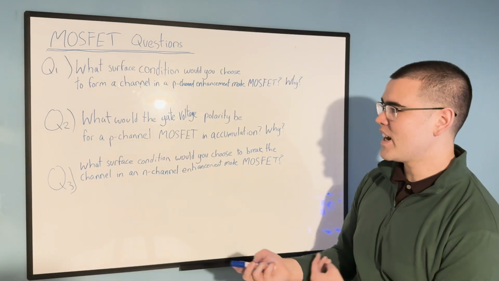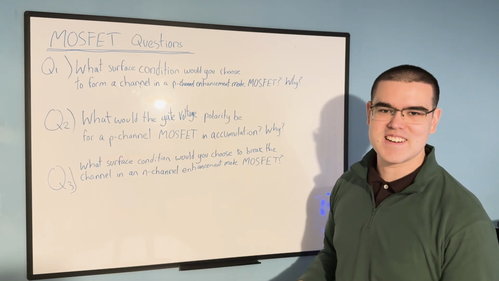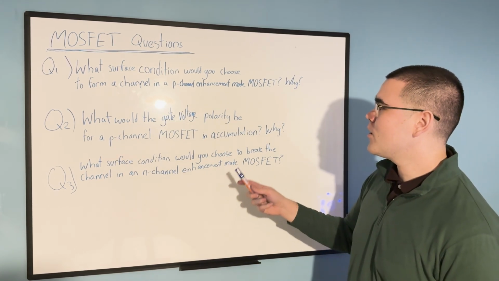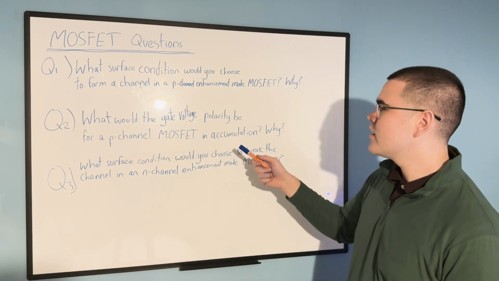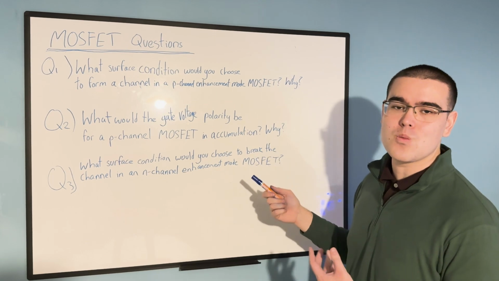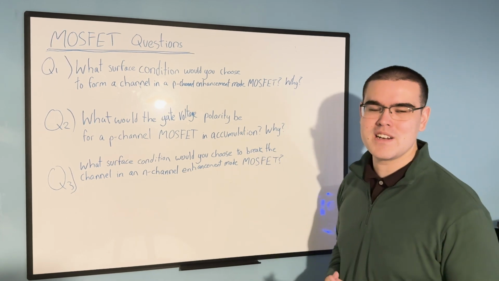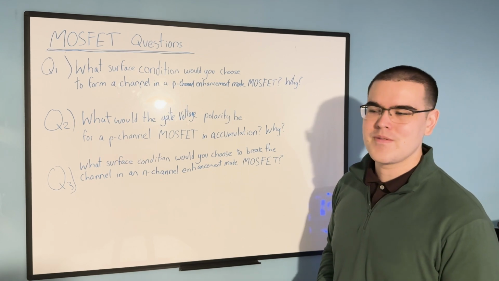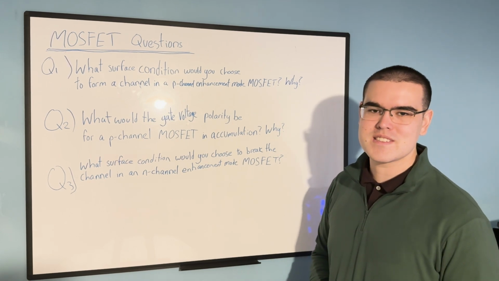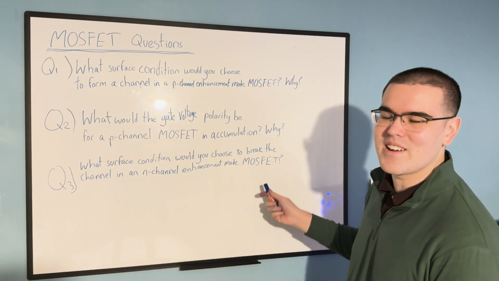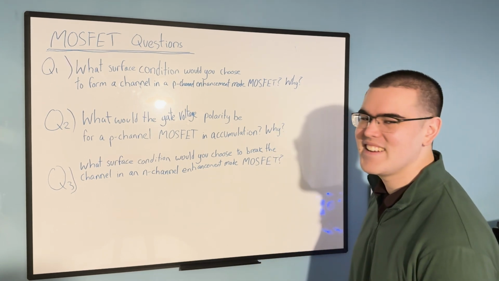Okay, so here I have some questions for you to try. Question 1, what surface condition would you choose to form a channel in a p-channel MOSFET, and why? I want you to explain your answer. Just saying your answer is okay, but you need to prove you understand it by explaining your answer correctly. That's why I asked you why.